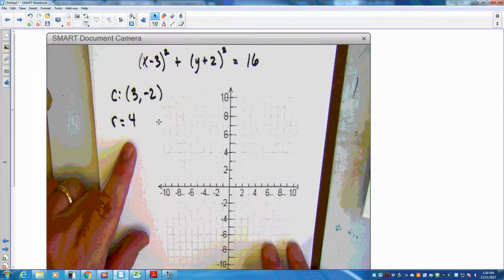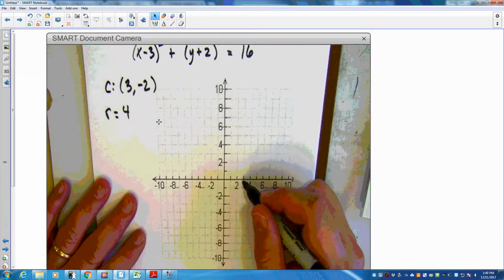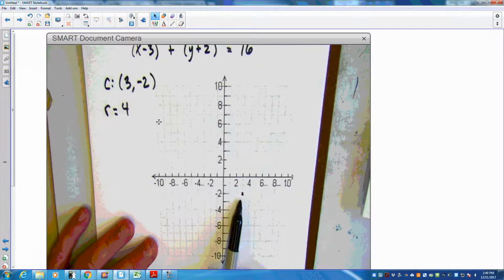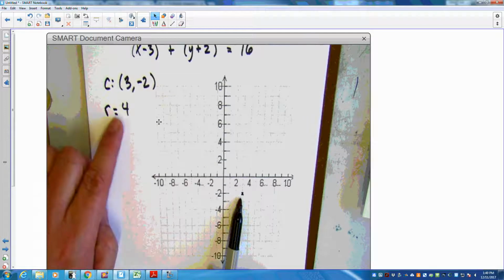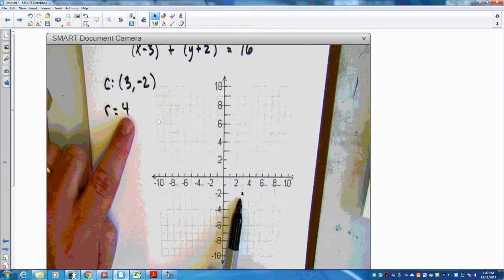You go to the center first. And really, the center is not a part of the circle. Okay? The circle is the rounded part. This is just the middle right here. So there you go, 3, negative 2. Now, what about a 4 here is my radius. Well, what does a radius do? Where does the radius go? From where? The center to any point on the circle. The outside. Yeah, that'll work.